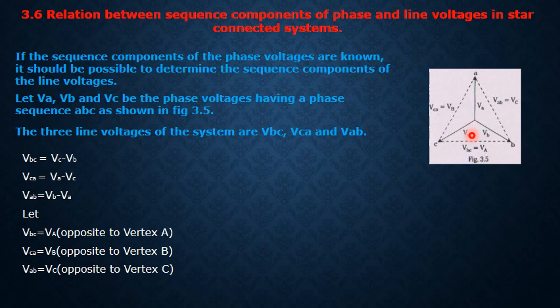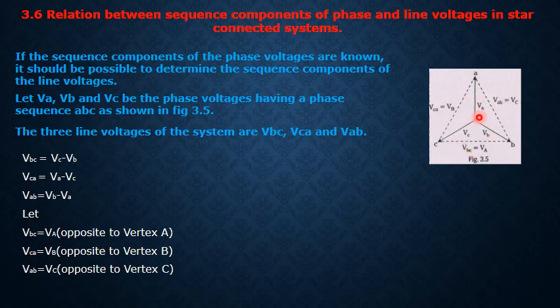So what is the line voltage from the definition? Line voltage is nothing but the voltage between any two phases. Which means the voltage between phase A and phase C represents one line voltage, the voltage between phase C and phase B represents another line voltage, and phase A and phase B represent another line voltage. So we are going to represent these line voltages with the respective notations. According to that, there are three line voltages of this system: VBC, VAB and VCA.